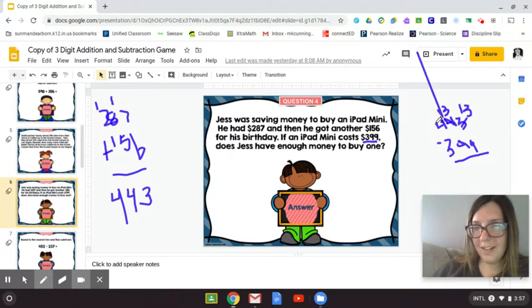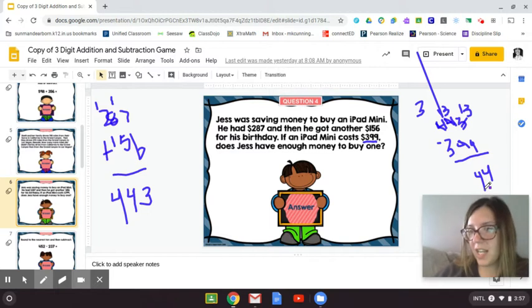Whoa, what happened there? You guys, that was weird. And then this becomes 3. So we have to take 13 minus 9 two times. So 13 minus 9 is 4. 13 minus 9 is 4. 3 minus 3 is 0. So he has $44 left. So he could get like a nice case or maybe a pair of headphones to go with his iPad. Okay.